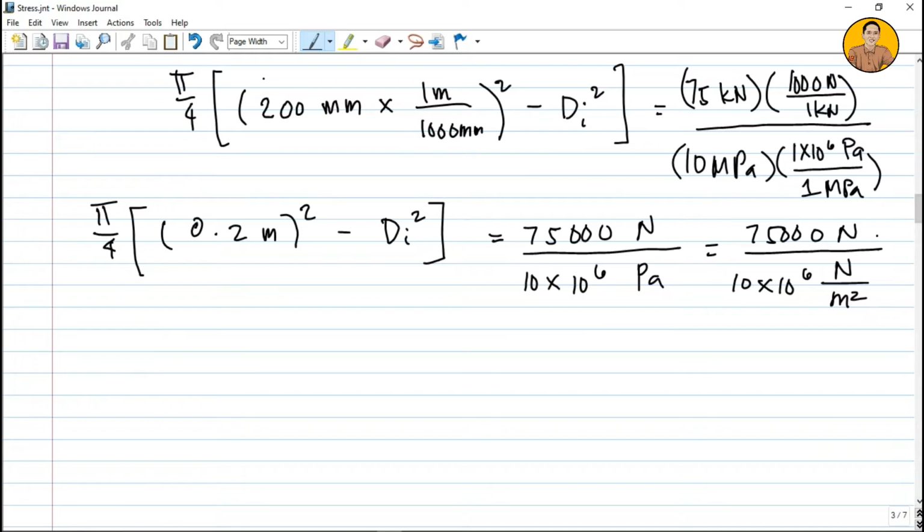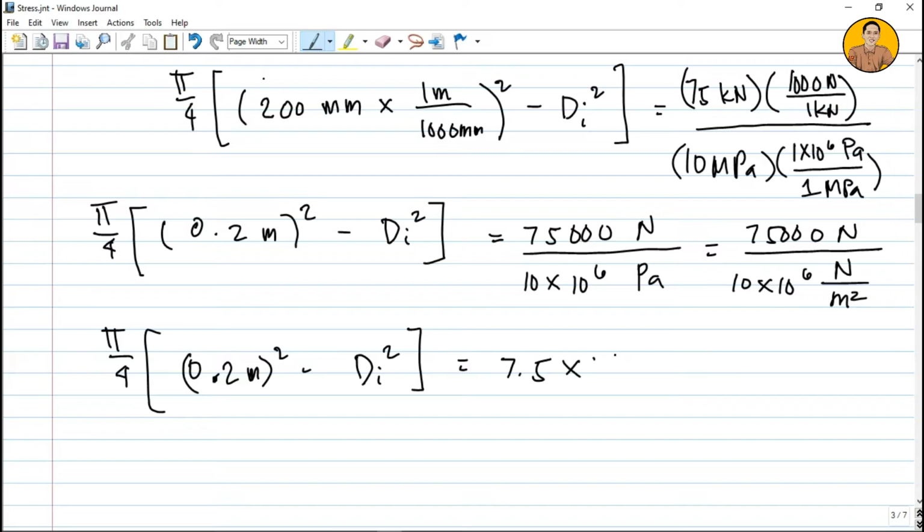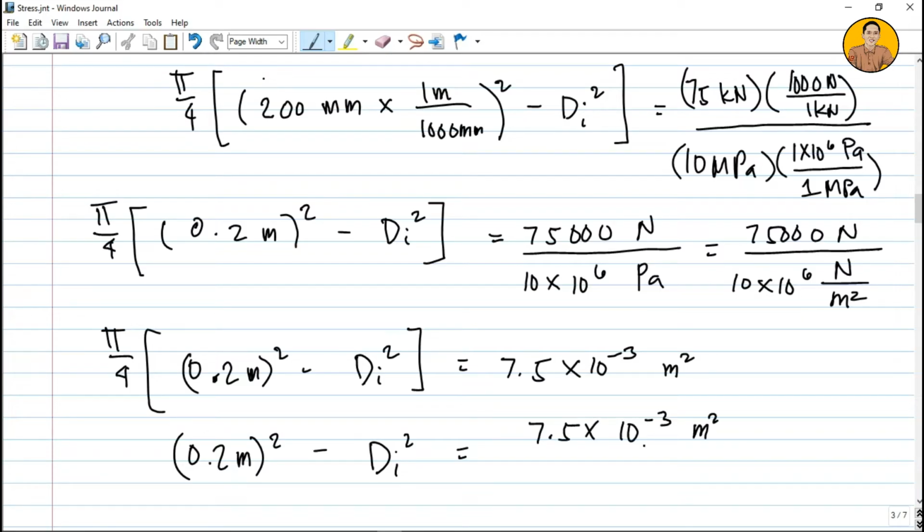So let's simplify. This becomes pi over 4 times 0.2 meters squared minus Di squared equals, and the unit here is square meter. So this is 7.5 times 10 raised to negative 3 square meter. The newton here will cancel out. Then we divide both sides by pi over 4 to cancel this out. So this becomes 0.2 quantity squared minus Di squared is equal to 7.5 times 10 raised to negative 3 square meter divided by pi over 4.